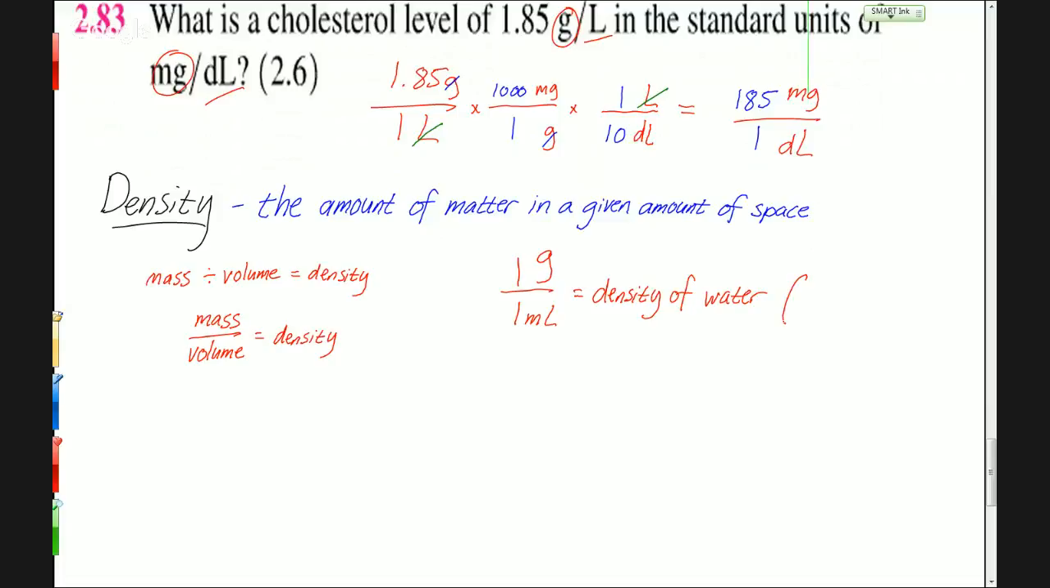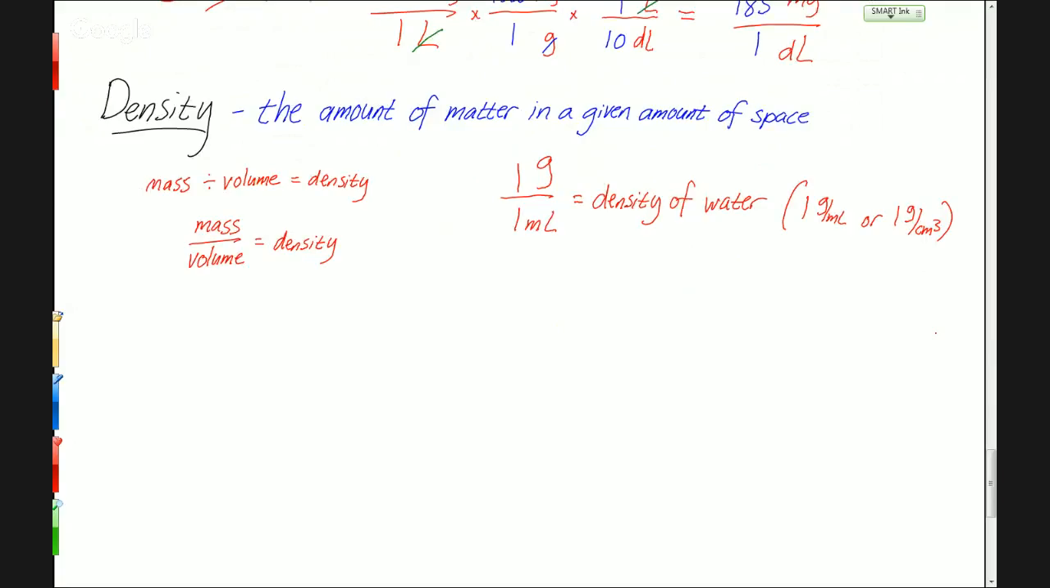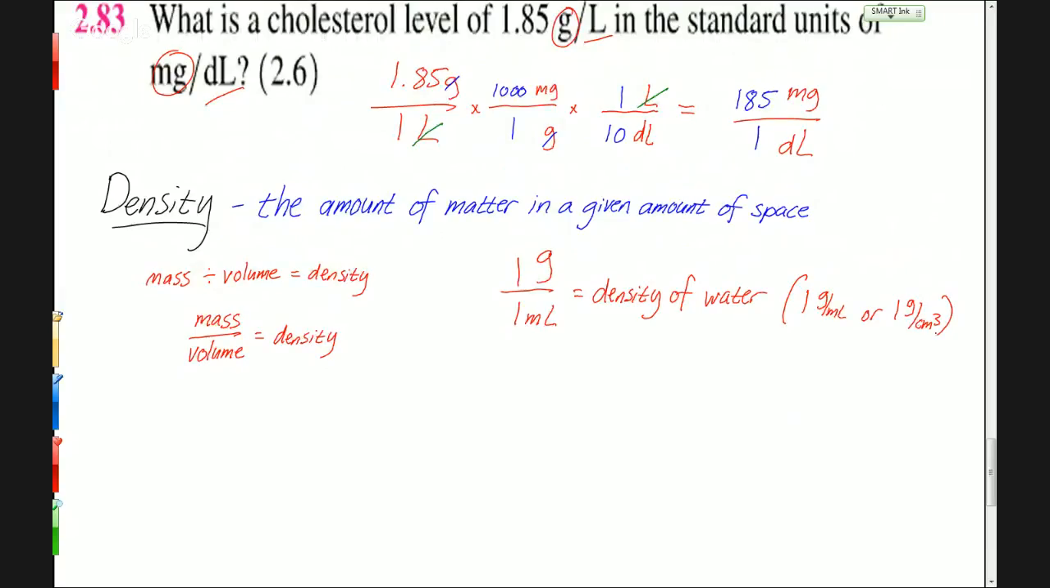Another way that can be written, 1 gram per milliliter, or 1 gram per cubic centimeter. A milliliter is a cubic centimeter. So notice that looks a lot like these conversion factors we've just been dealing with. It's got a unit on top and a unit on the bottom. So if you had the volume of something, if you had milliliters and you wanted to solve for grams, you would use the density for that. If you had the mass, grams, and you wanted to solve for the volume, you would use the density for that as well.